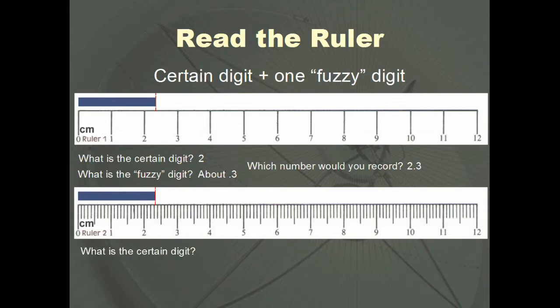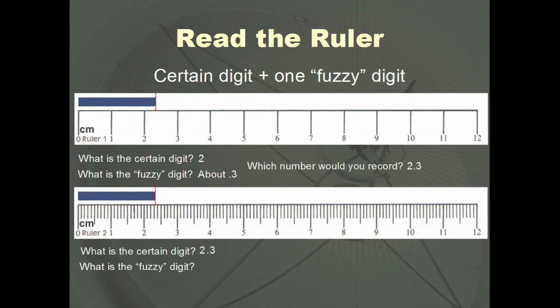Let's see what we can do now. Which digits are actually certain I can read for sure? Well, there is a 2, and now there's definitely the 0.3, because I can see absolutely that this is the length of my blue bar. But the blue bar extends a little bit beyond the 0.3. Again, there's no subdivision past that point, so I have to estimate what this might be.